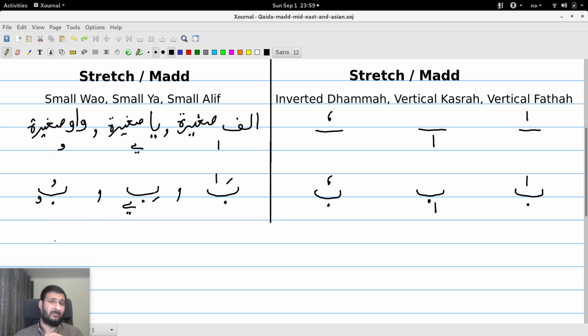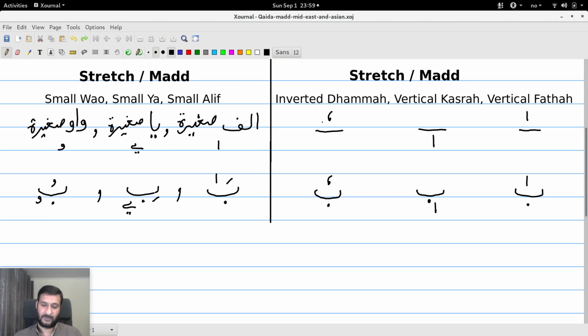And if it's a Dhammah, which is U, if you want to stretch that, then you use this notation here. So Ba Dhammah is just Bu. But if you want to stretch it, then you will write a small Wao here, and it will be Ba Dhammah Wao Sagheera, Bu. That's the amount of stretch you have. So this is the Middle Eastern way.